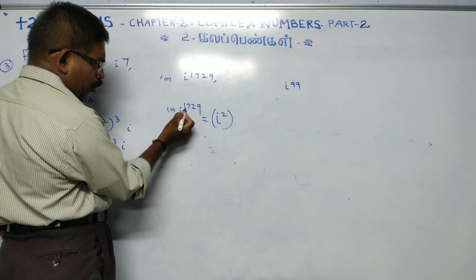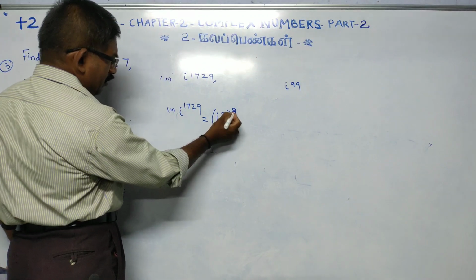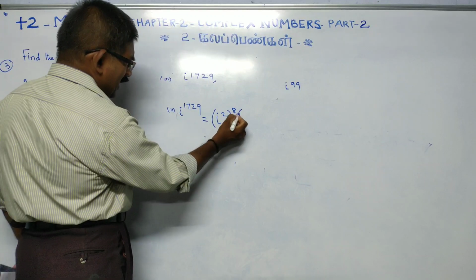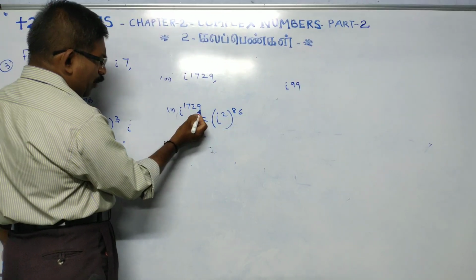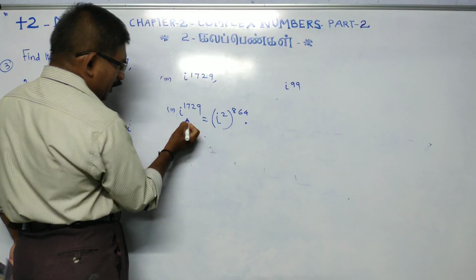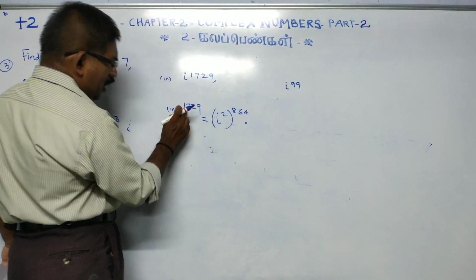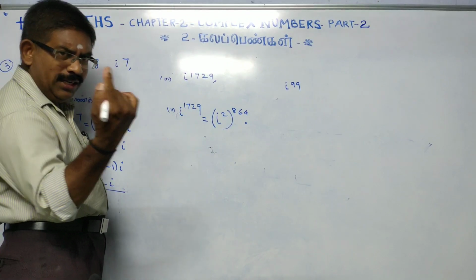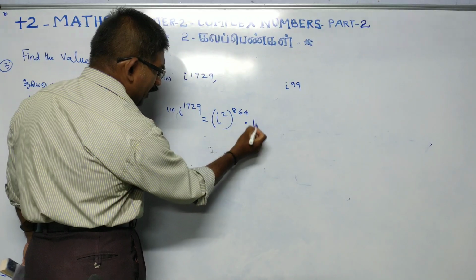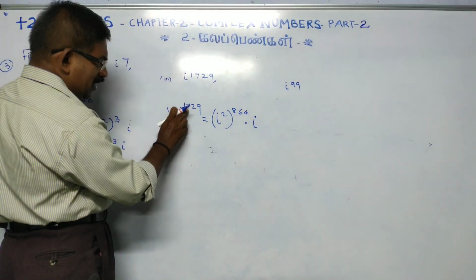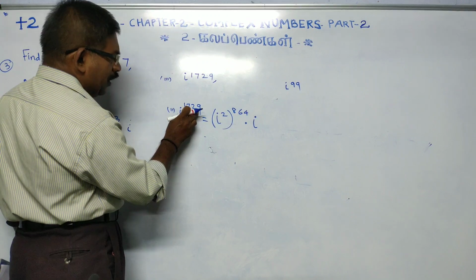Dividing by 2, how many times? 8 times. 8 into 2 is 16. 1 2 is 6 times. 9, how many times? 4 times. Multiply these and we get 1728. We need one term, only one term, so we write i. Okay, clear students? We can write 1729 as a multiple of 2.